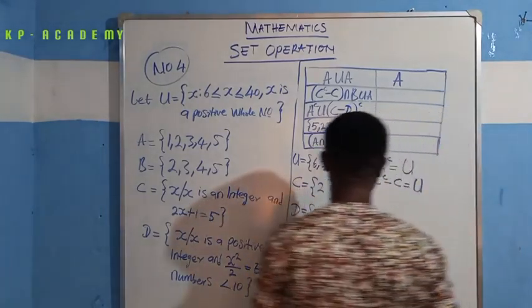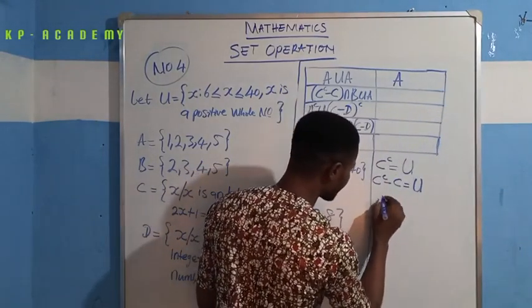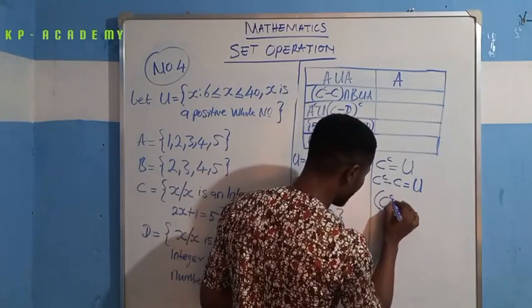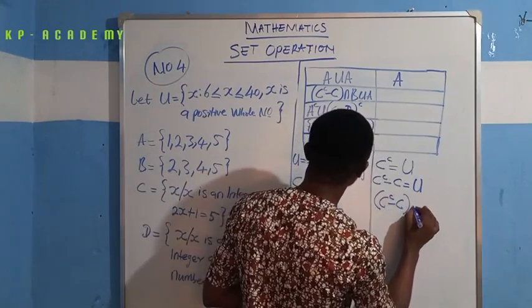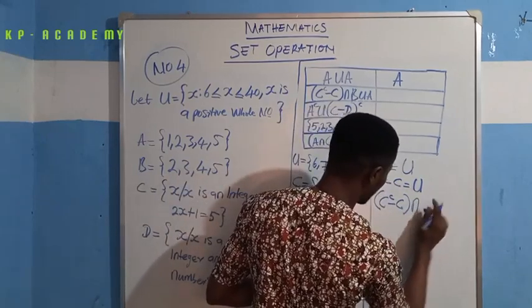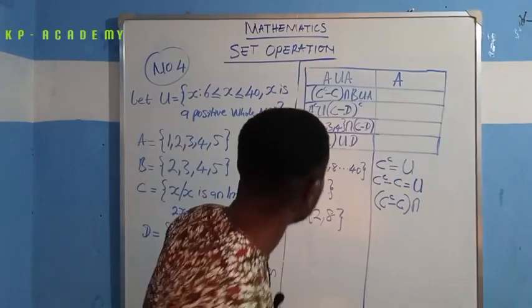Now, the next thing to be done here is to say that therefore C complement minus C intersection. Okay, but first, before I do that, let me find B union A.